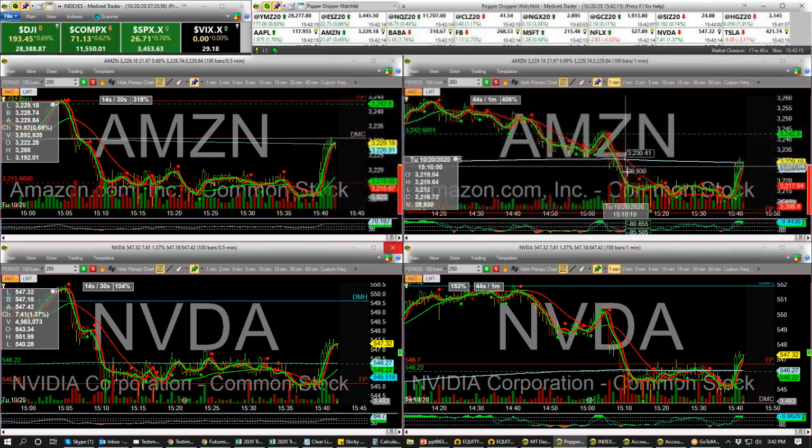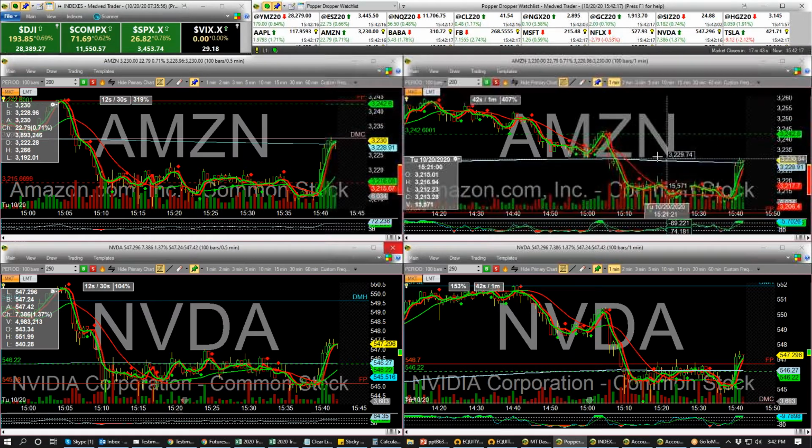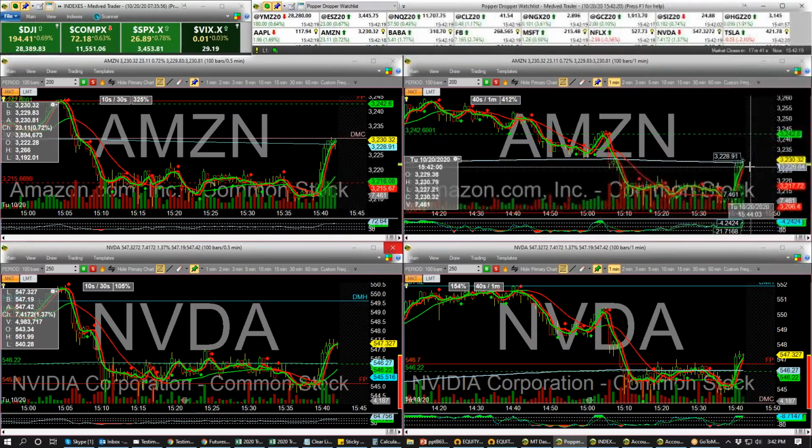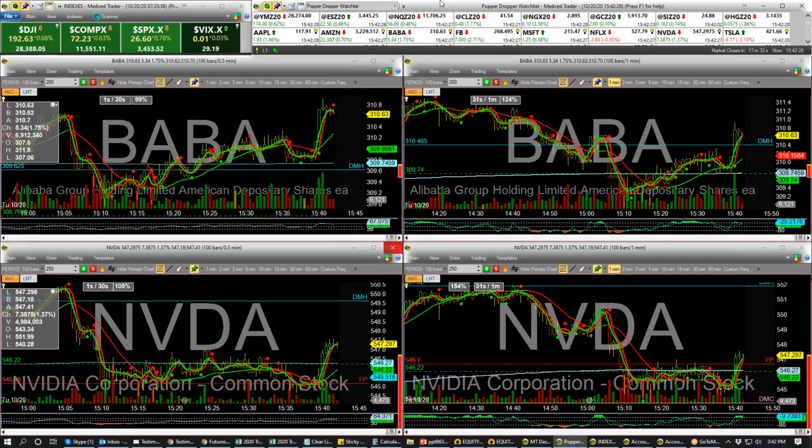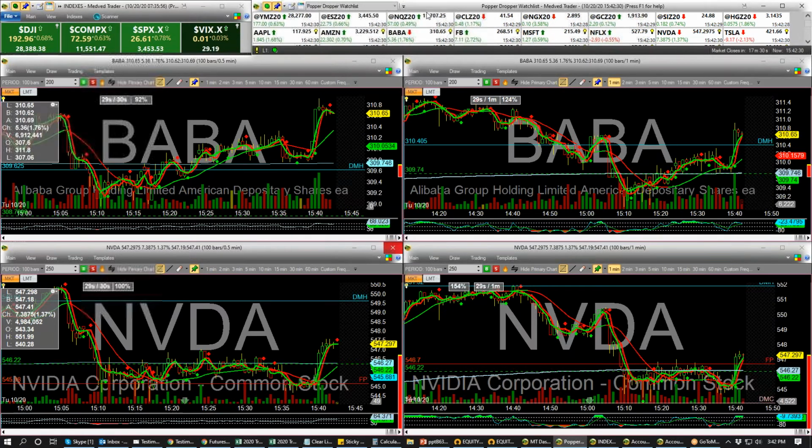That was a nice little rollover, and then look at that, right through VWAP and down and back up to VWAP. It's amazing how often stocks will come back to that volume weighted average price.